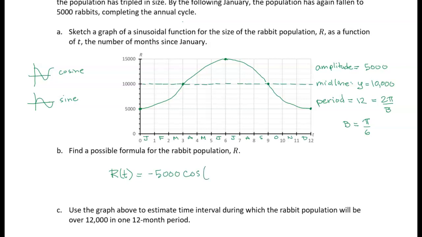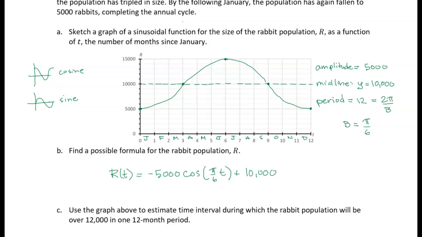Okay, and then I want b times t. So that's going to be pi over 6 t. And there's no horizontal shift here. It looks just like a cosine function flipped over. It's not shifted horizontally or anything. So we can close our parentheses, and then the midline is 10,000. So I'm going to add 10,000 to it. Okay, and there we've got a function for the rabbit population over time, t.